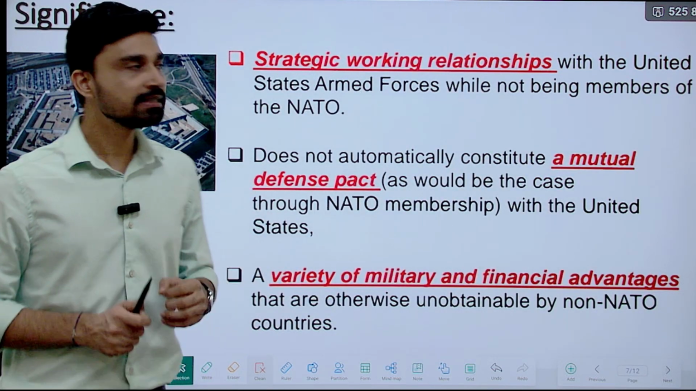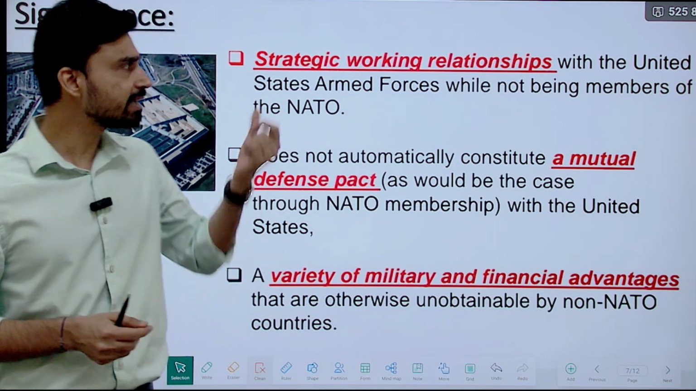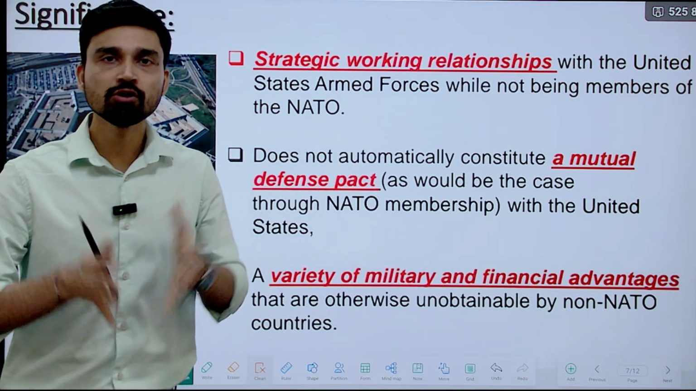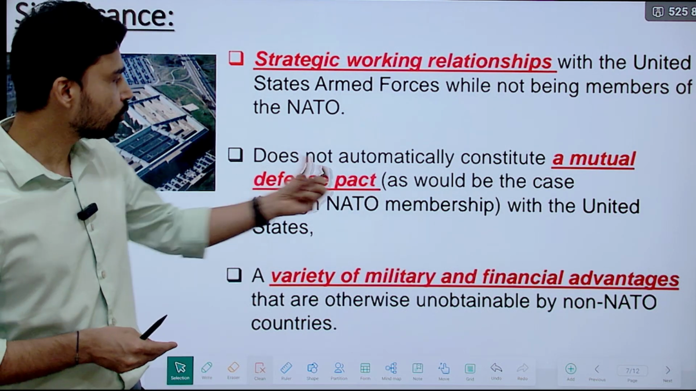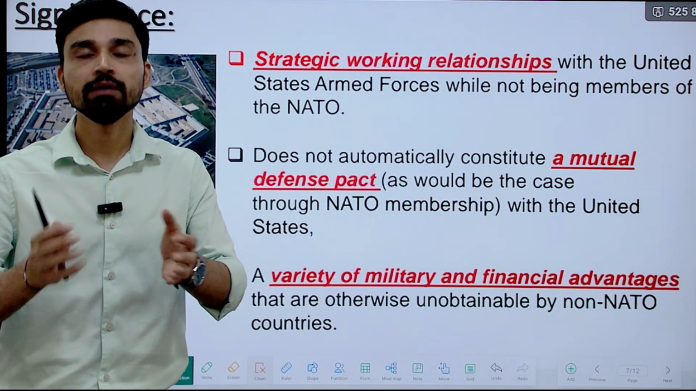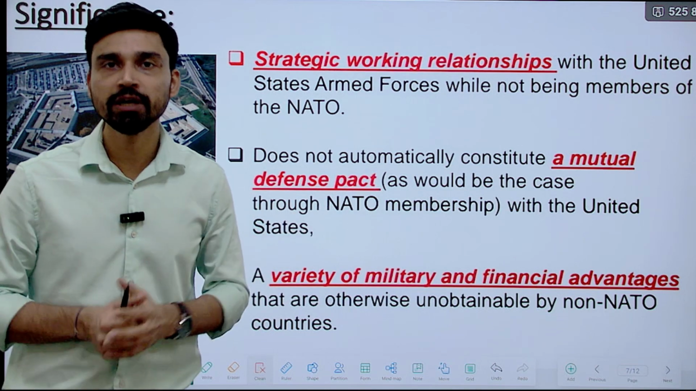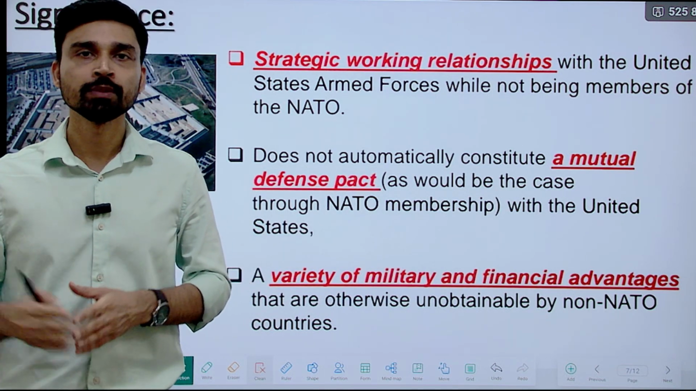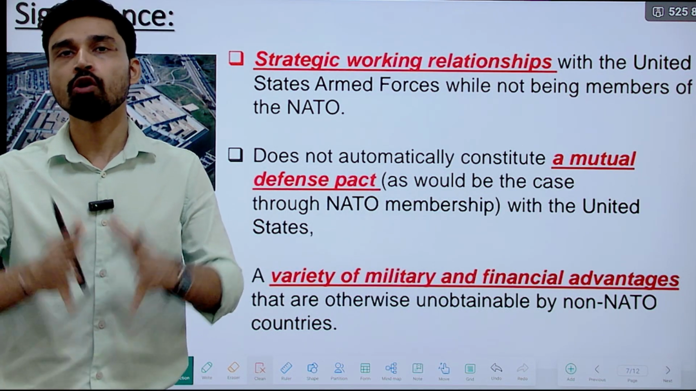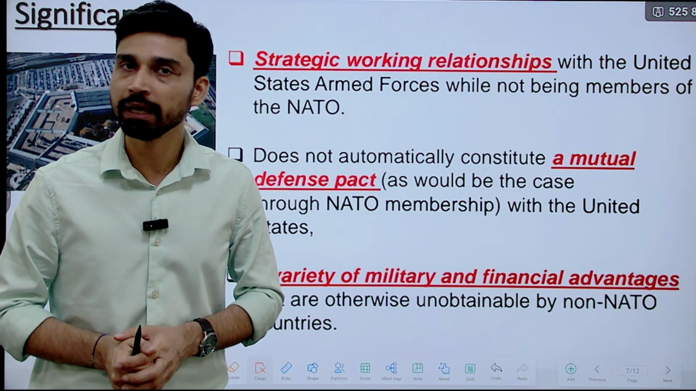Now, as far as the significance of this particular tag is concerned, obviously it does not enjoy a similar status as a NATO member. For example, NATO is nothing but a mutual defense pact. If you look at Article 5 of the NATO treaty, it clearly states that if any member of NATO is attacked by any country, it will be considered an attack on all the members of NATO, and collective action and retaliation will be taken by the NATO members.